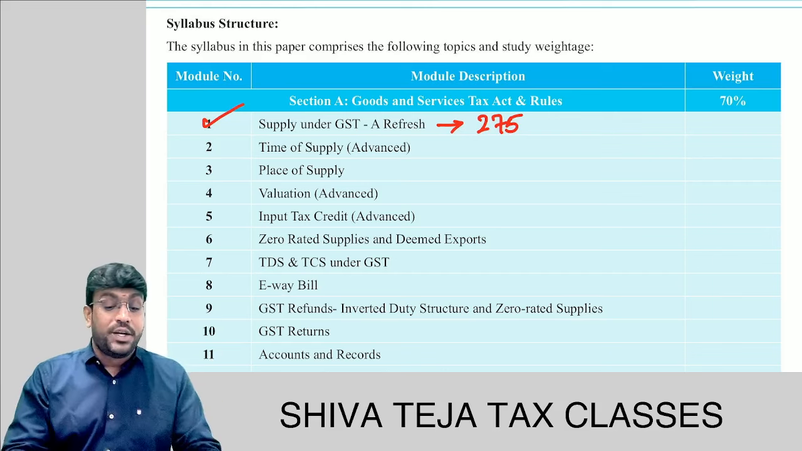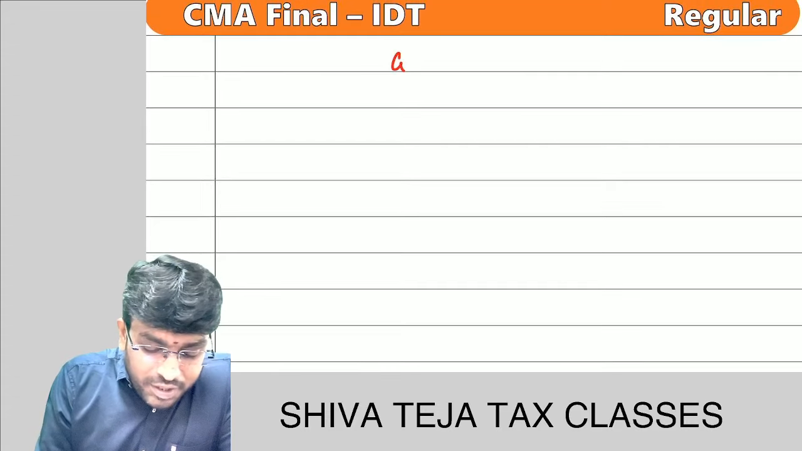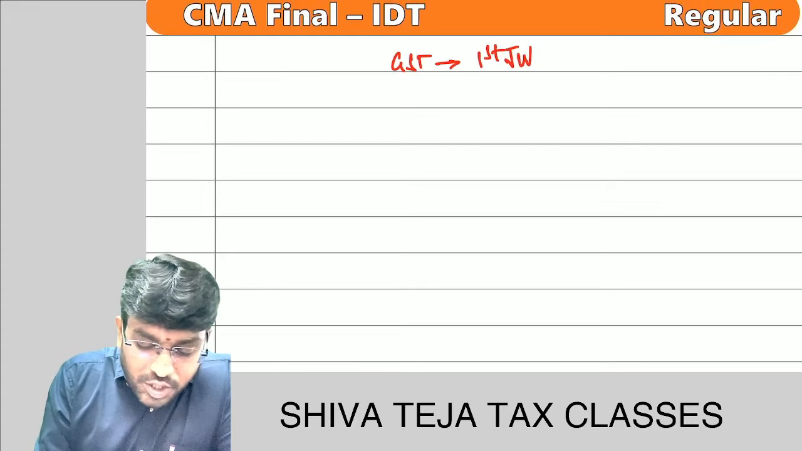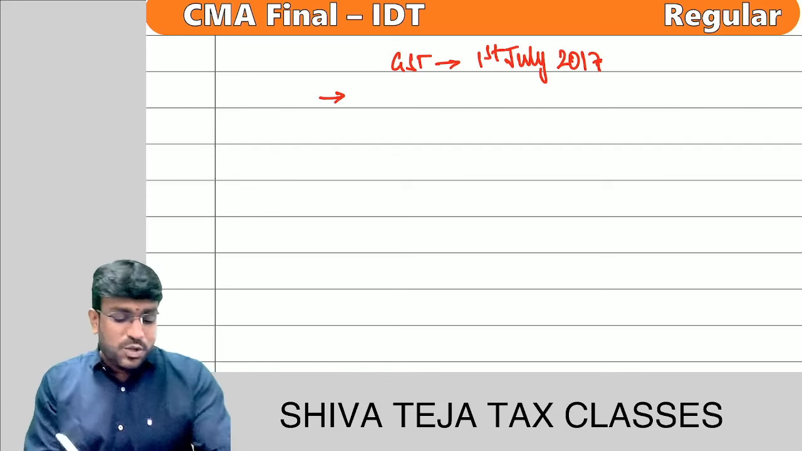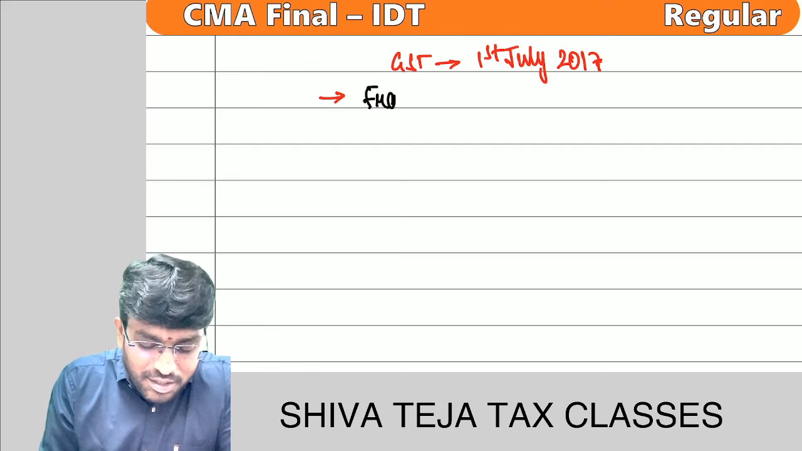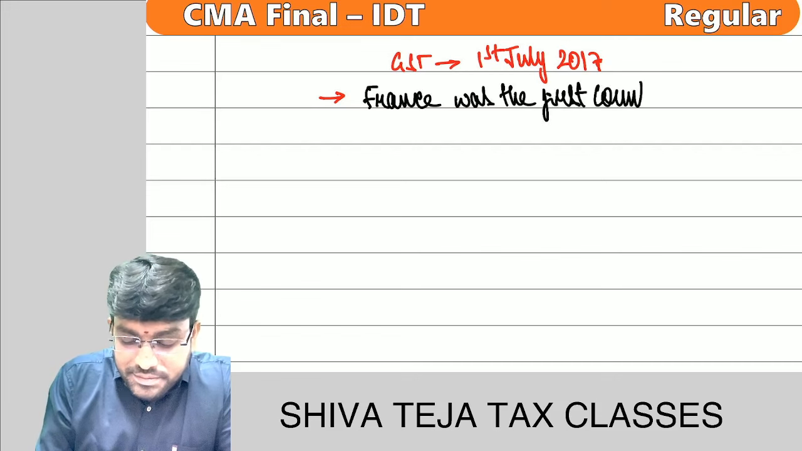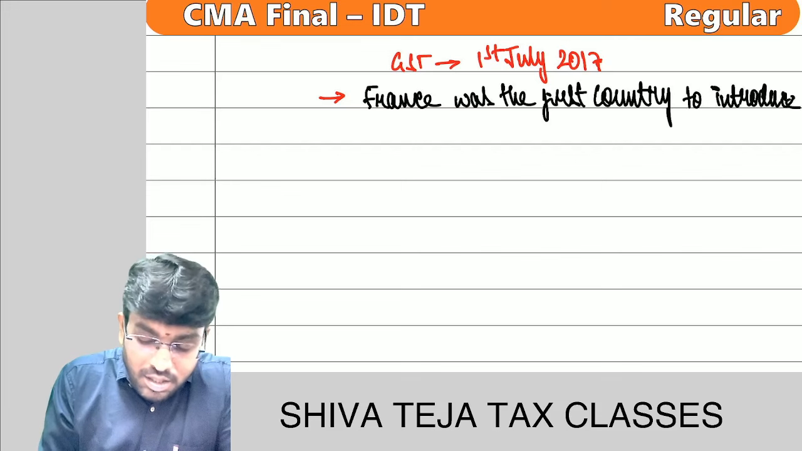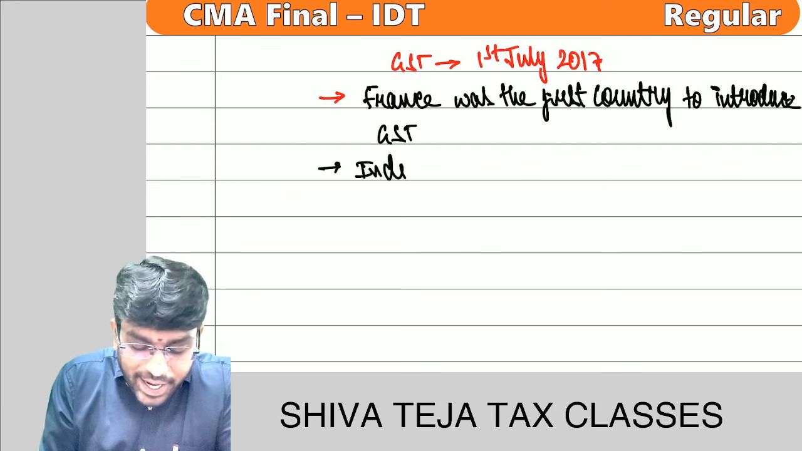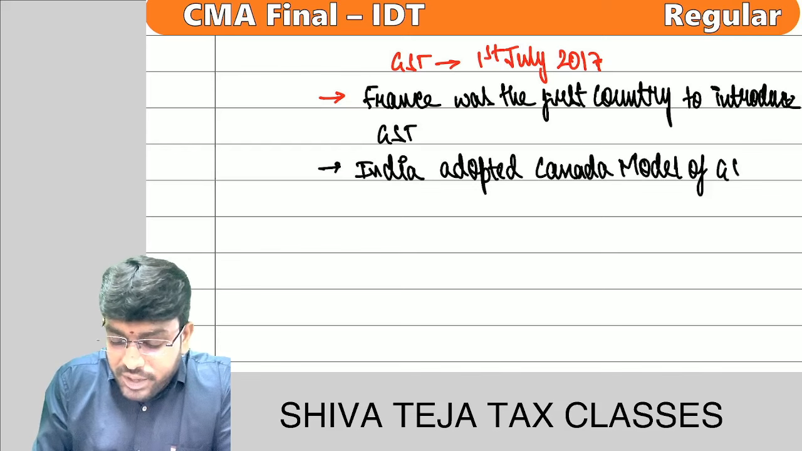Which year did GST get introduced? 2017. Which date? GST got introduced on which date, my dear friends? 1st of July 2017. And tell me, did India invent GST? Any idea which country introduced GST first? Canada? Wrong answer. France was the first country to introduce GST. It is not Canada. But what is Canada's importance? Exactly. India adopted what model, my dear friends? The Canada model of GST.